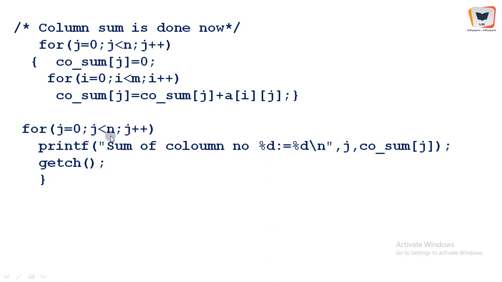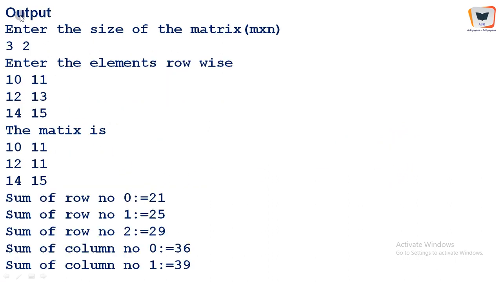For j equal to 0, j less than n, because n number of columns are there, we are independently printing them because all the sums of the columns are available in the column sum array. So now we will take an example. Enter the size of the matrix, 3 rows and 2 columns. Enter the elements row wise, 10, 11, 12, 13, 14, 15.